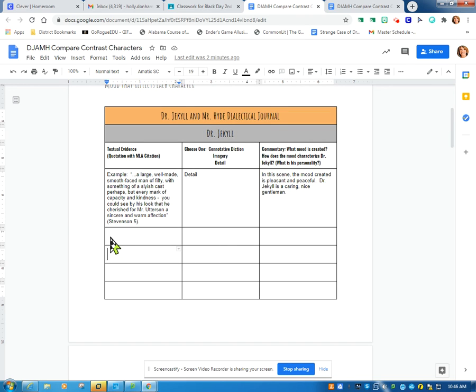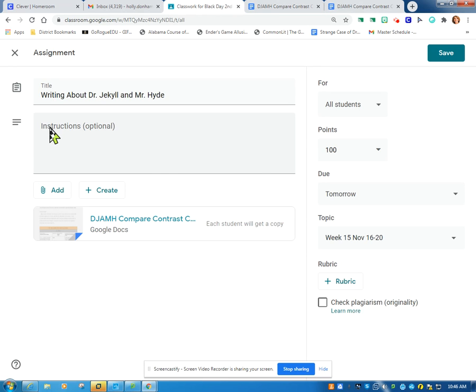Also, I've provided for you some page numbers. I'm going to put the page numbers in here. Let me do that real quick.